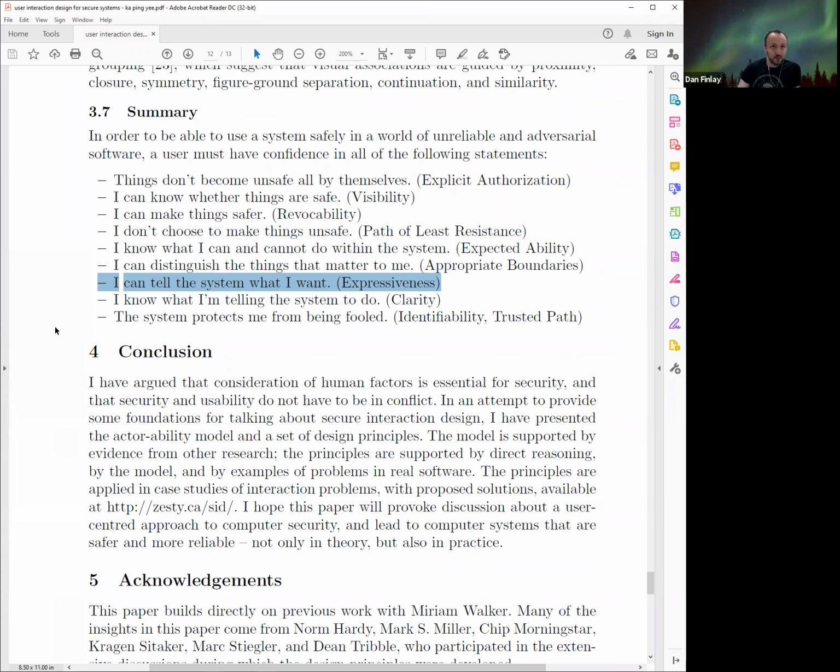Probably if the thing that you want is a security-related thing, like privacy, being more specific about sharing your location, being more specific about the allowance. Maybe you wanted a time constraint as well as an amount restraint on an allowance. There are lots of ways that permissions could be more expressive that I think is obviously beneficial. And then, I know what I'm telling the system to do. Clarity.